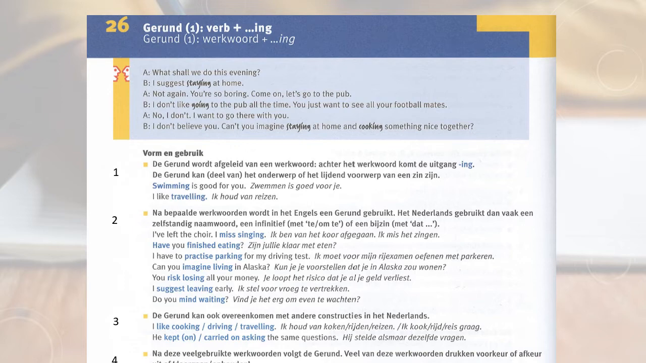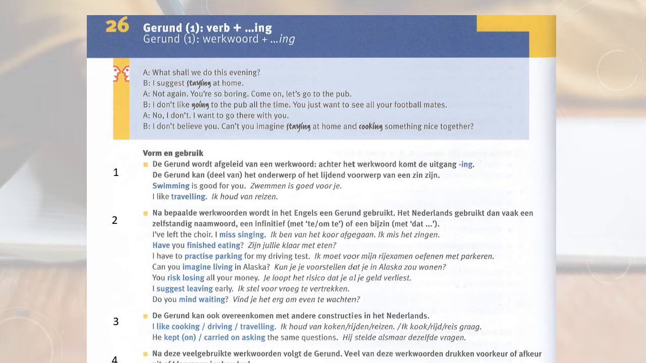If you then look at number 2, you can see that we also use the gerund for typical Dutch constructions. We often say in Dutch, ik mis het om te zingen. We don't say in English, I miss it to sing. No, we say, I miss singing. And the verb singing here again is a gerund.